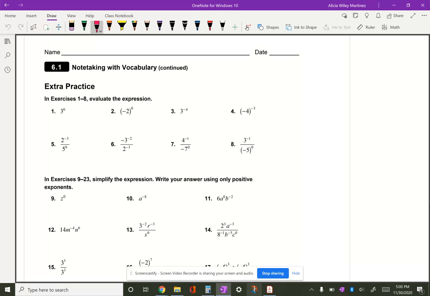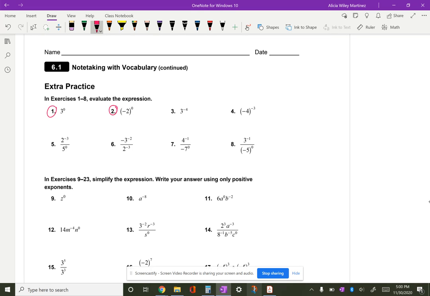Okay, so looking at these problems here, let's start with numbers 1 and 2. Looking at numbers 1 and 2, these are very easy. These are taking a base of 3 to the power of 0, a base of negative 2 to the power of 0. Anything to the 0 power is 1, so both of these equal 1. That is your answer.